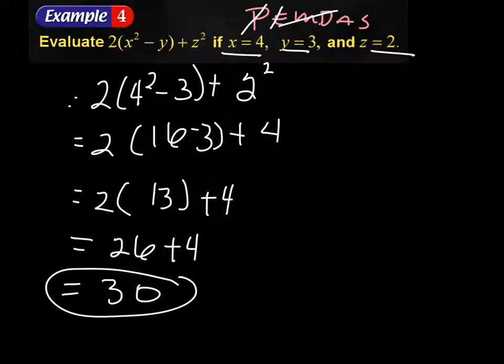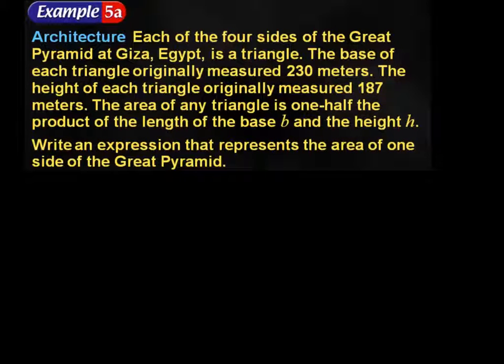We're having so much fun, we're going to wrap this up with a word problem, our favorite topic of all time. Each of the 4 sides of the Great Pyramid at Giza, Egypt is a triangle. Make a picture whenever you can is a good idea. The base of each triangle originally measured 230 meters. And the height of each triangle originally measured 187 meters.